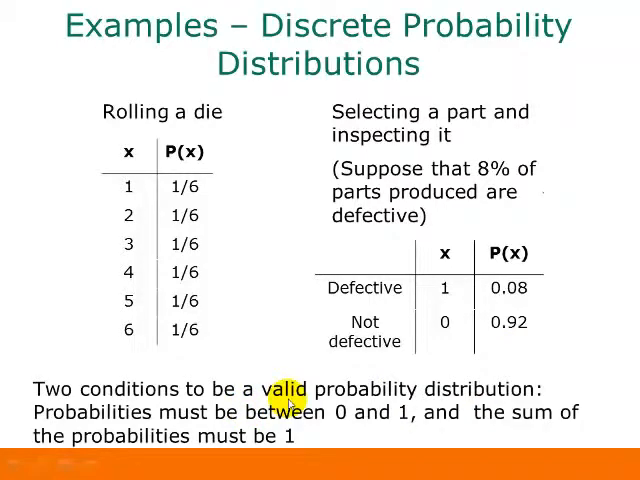Now there are two conditions for something to be a valid probability distribution. First, the probabilities all have to be valid probability values, so they all have to be between 0 and 1. We can't have any negative probabilities, and we can't have any probabilities that are greater than 1 or 100%. The other condition is that the sum of the probabilities in our distribution has to be 1. So if we add up all the probabilities in our table, they have to add up to 1, or to 100% if we're listing them as percentages.